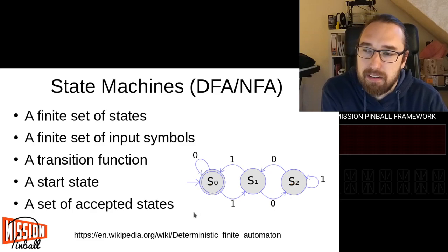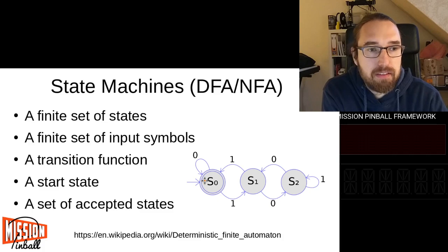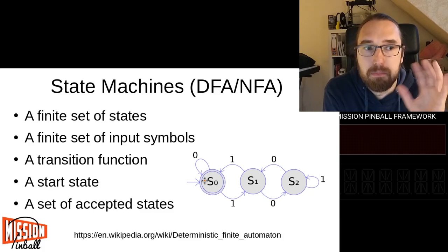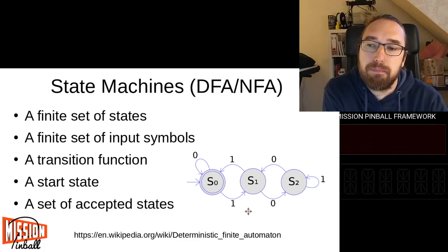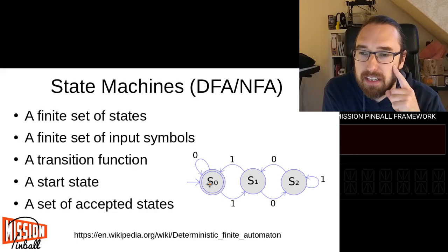Then you have input signals, or input symbols, as they call it. That's what triggers a transition. So when you're in state S0 and it gets a 1 as input, it will go to S1. If it's in S1 and it gets a 0, it will go to S2, and if it gets a 1, it will go back to S0. If you get a 0 in S0, you stay at S0. That's basically what a state machine does.